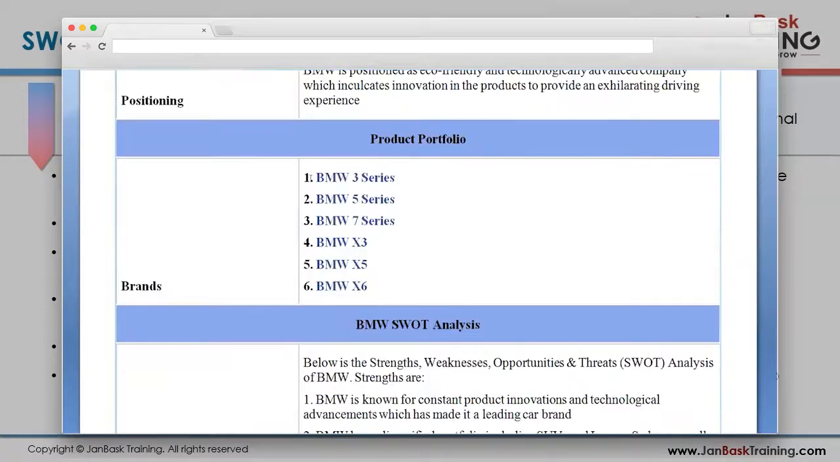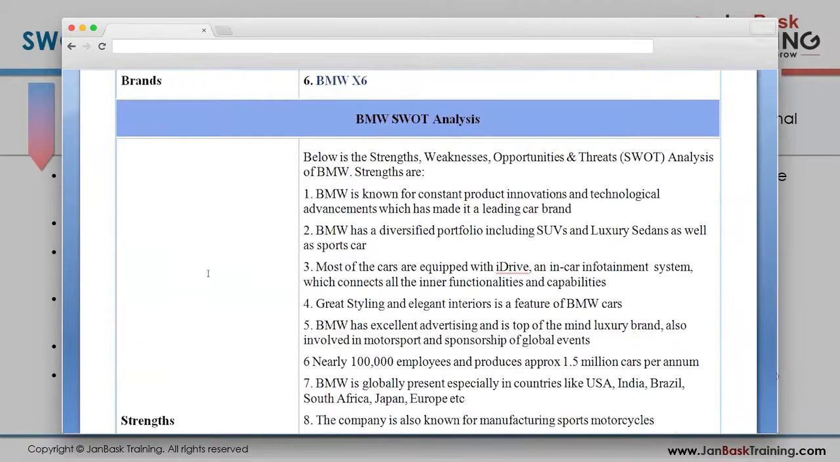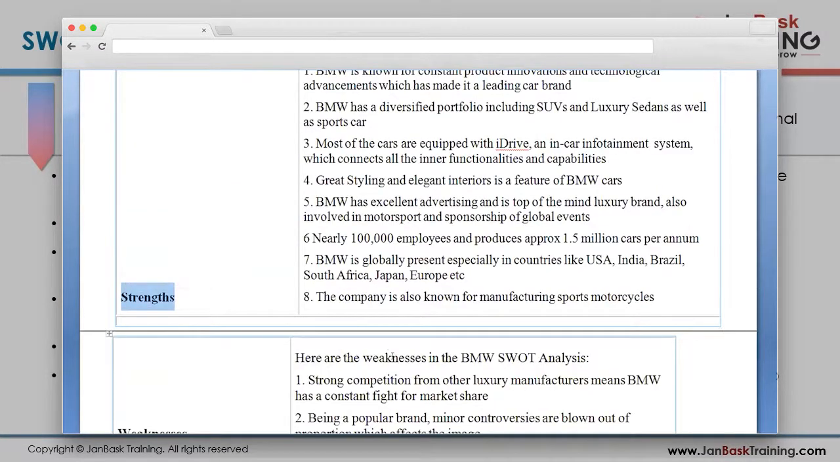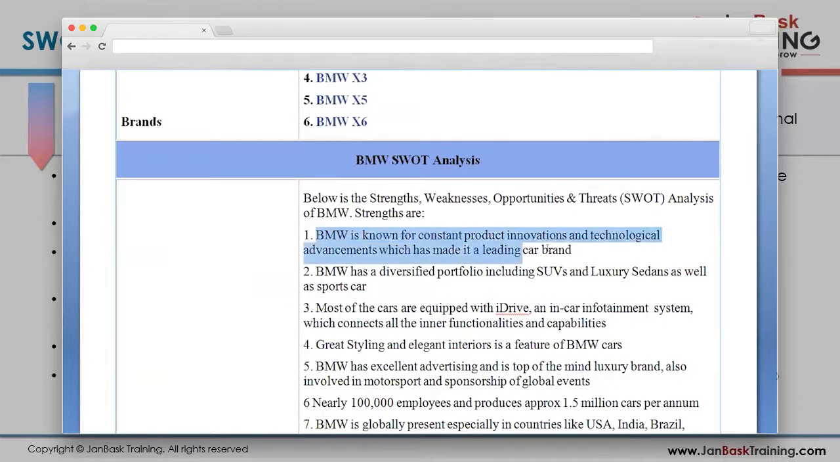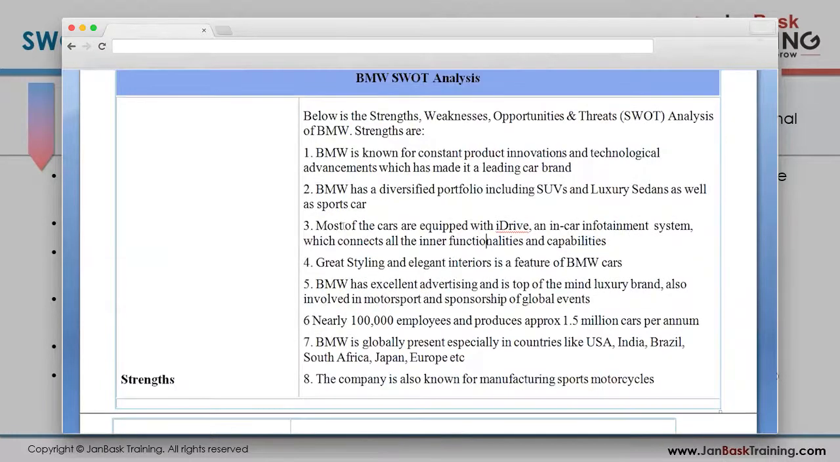What are the different portfolios they have? They have their 3 series, 5 series, X3, X5, and X6 series. These are the latest portfolios that they have in their markets under the brand BMW. Talking about the first segment, what are their actual strengths? BMW is known for product innovation and technology. It's known for its luxury sedans and sports cars. They are equipped with iDrive technology that's used for information systems, functionality information and different other capabilities.